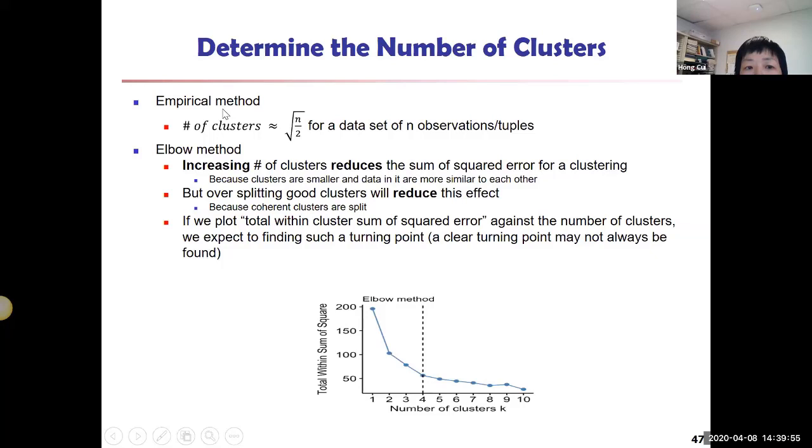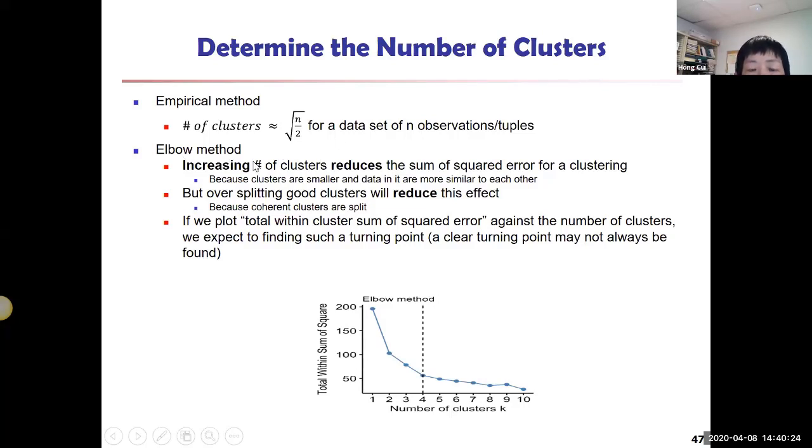The first one is the empirical method. You can use this formula, where N is the number of observations. You can try the number of clusters to be this number, computed using the number of observations. It's just in practice, we try this, it works most of the times, but how do we know it's the best? We don't.